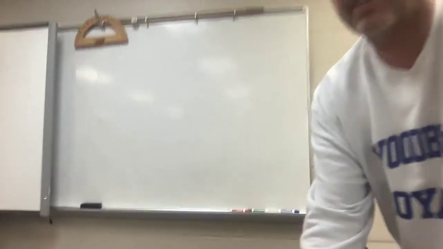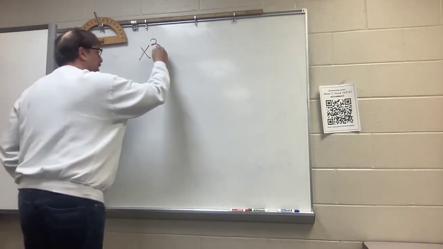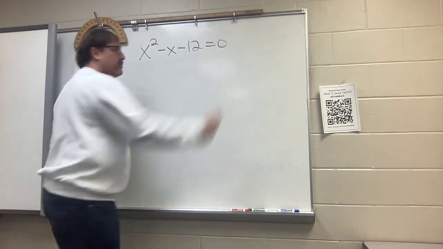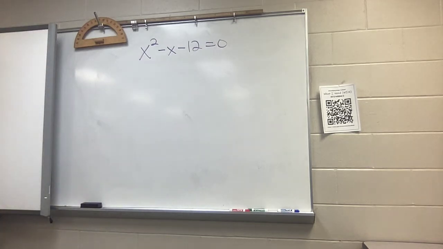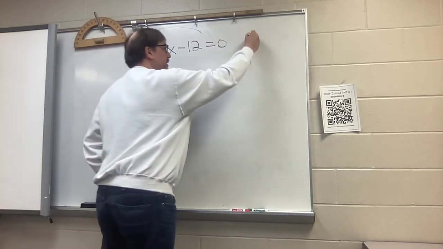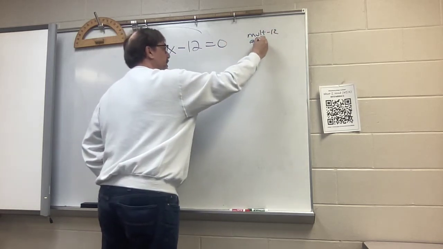All right, the next thing that could happen is we might have to factor something first. I'm asking you to solve x squared minus x minus 12 equals 0. This is what I would consider an easier factoring problem, and that's what we've been doing. I want this to multiply to be negative 12, and I want this to add to be negative 1.